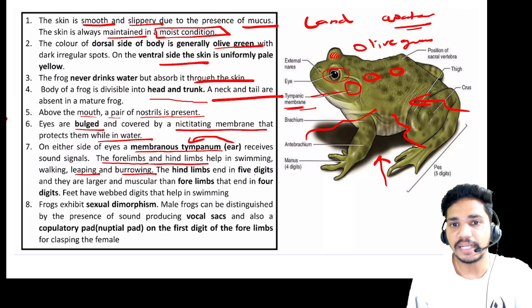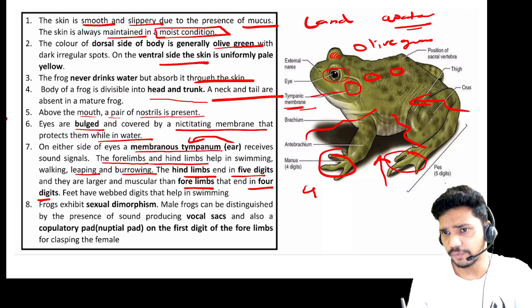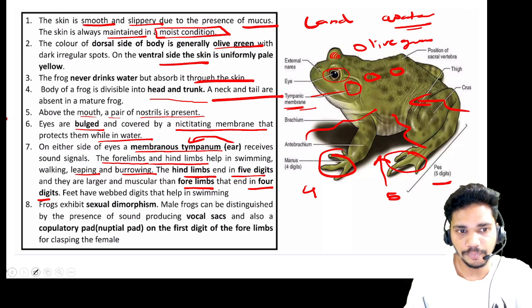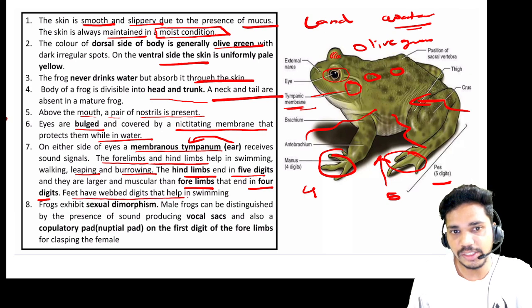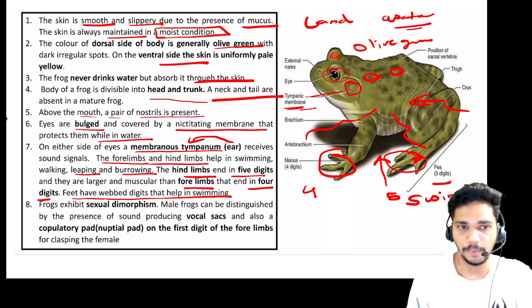The hind limbs end in 5 digits, and they are larger and muscular, while the forelimbs end in 4 digits. Can you see that? Here is the 4 digit one. Here is the 5 digit one. And can you see something very interesting over here? The feet have webbed digits that help in swimming. This is web-like, like a duck's. Why? That helps to swim properly.